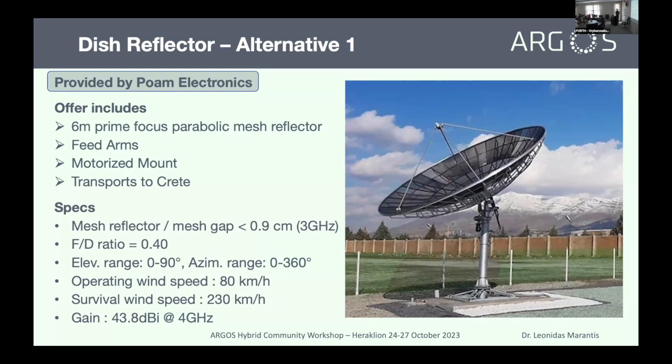The F over D ratio for this specific dish is 0.40. Elevation range, of course, and full azimuth range, 0 to 360. And again, around 43 dBi at 4 gigahertz. This is something that they have tested in the company.